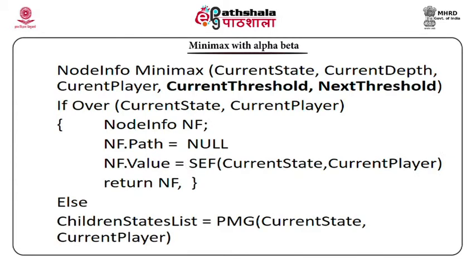The minimax algorithm again returns the node info object, and the first three arguments are the same as we had in the case of minimax, but the next two are values. One is called current threshold, the other is next threshold. There is no mention of alpha and beta. You will be surprised where they have gone. They have not gone anywhere.